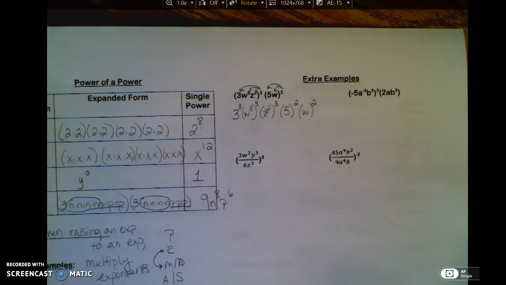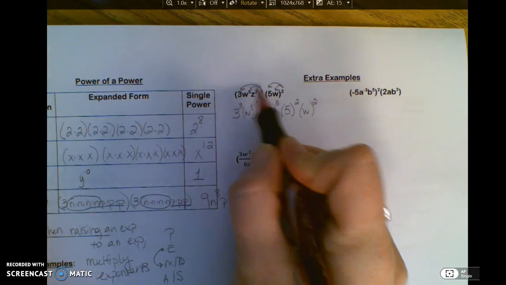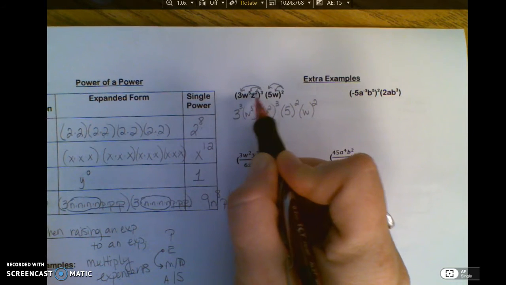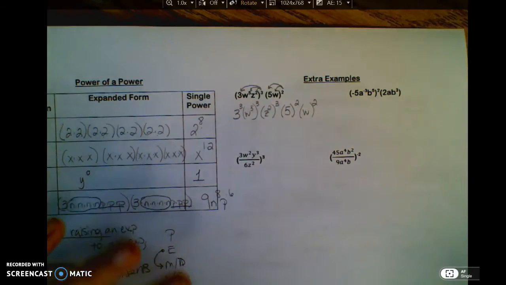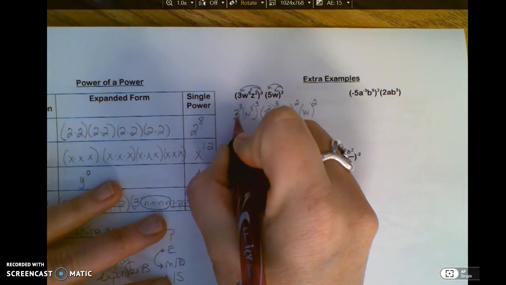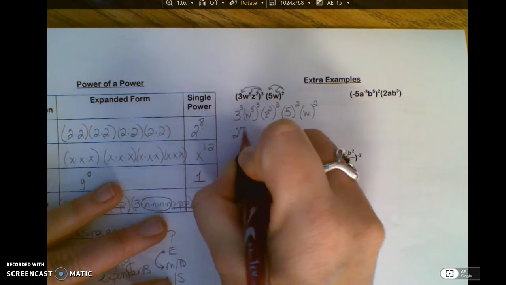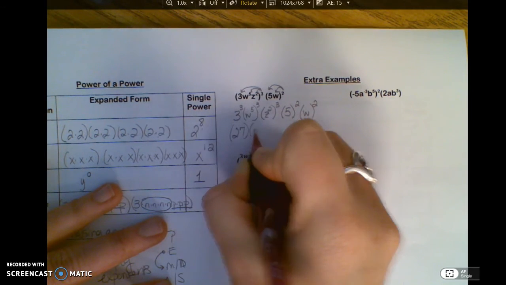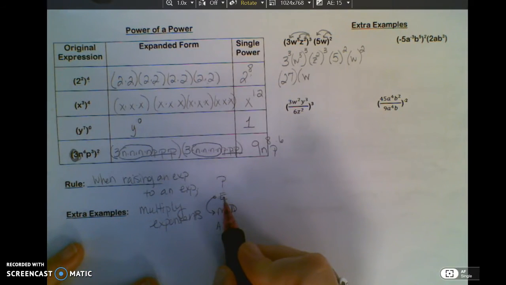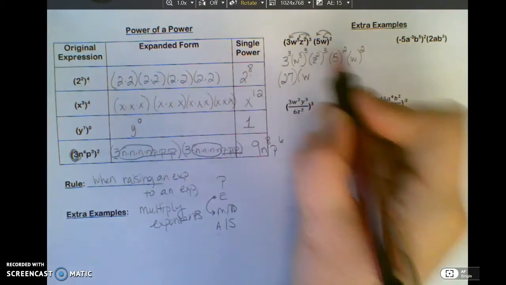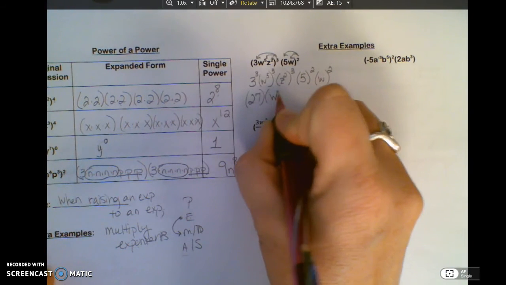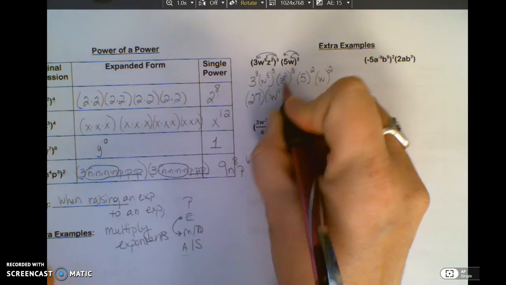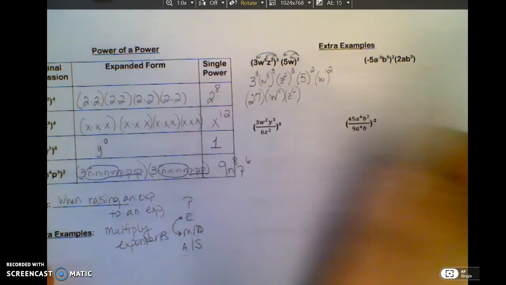Then I can apply everything. So this exponent needs to distribute. I multiply these guys because they're exponents, but this is not an exponent. 3 times 3 is 9, times another 3 is 27. This is w. Now, again, following PEMDAS, I've got an exponent to another exponent, so I need to be multiplying. 5 times 3 is 15. Multiply these, this is z to the 6th.